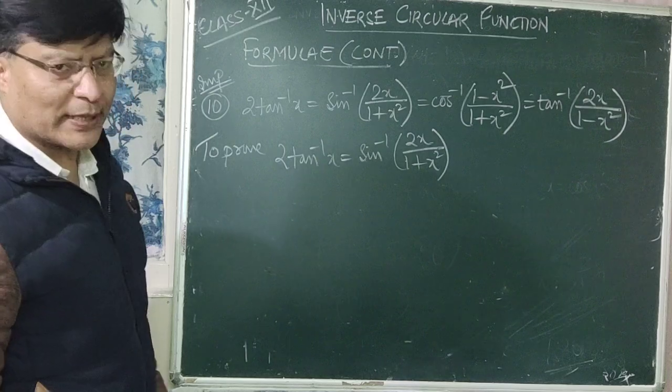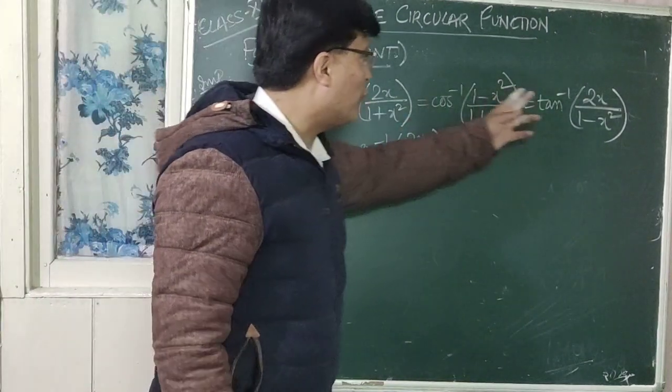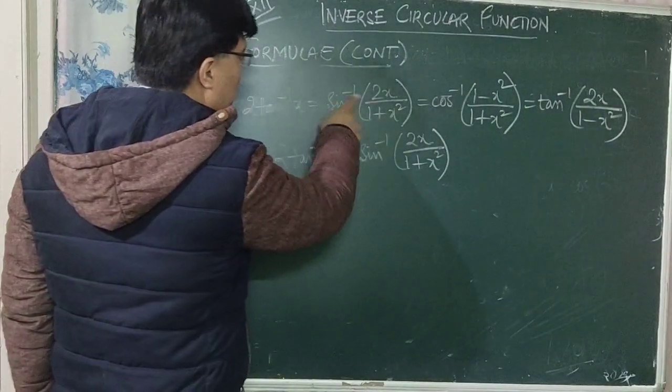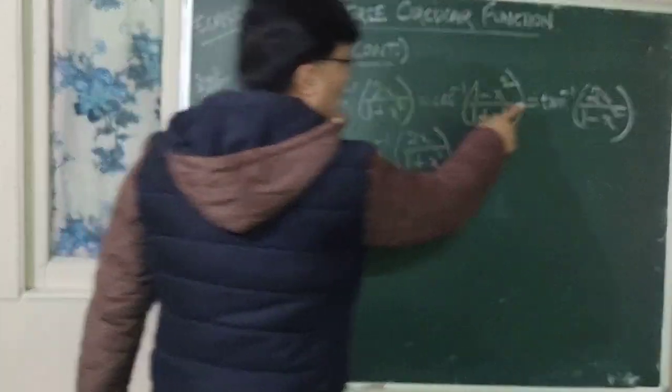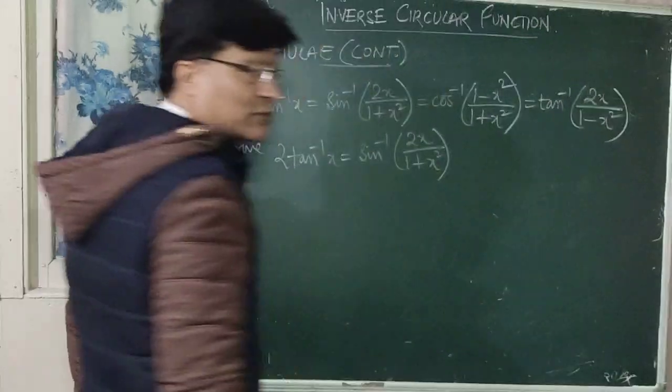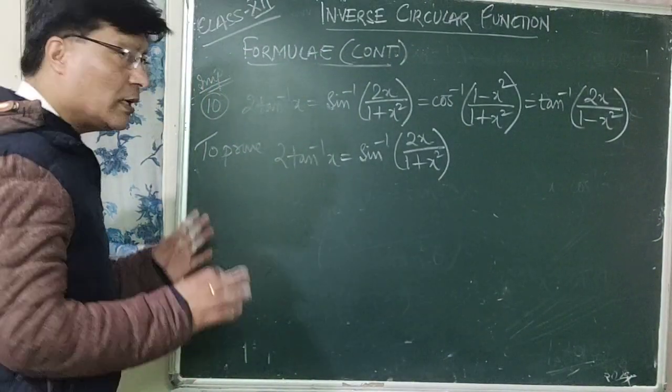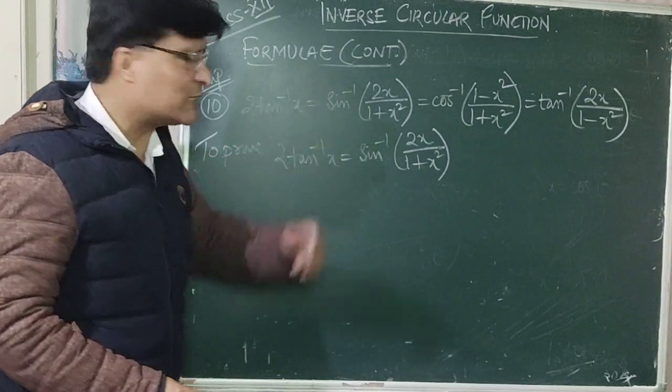So now look at the blackboard. In these two formulae, what is the difference there? If it is sin inverse, you should write here plus. If it is tan inverse, you should write here minus. That is the difference here in the formula. Okay? Now let us prove this first is equal to second.